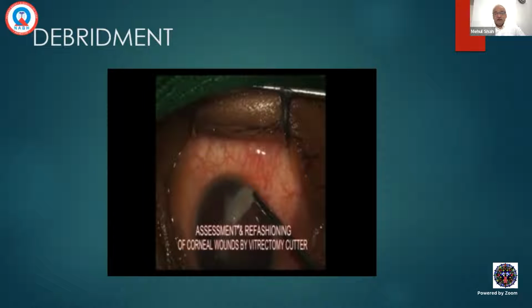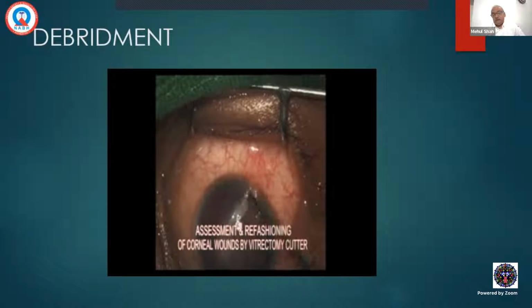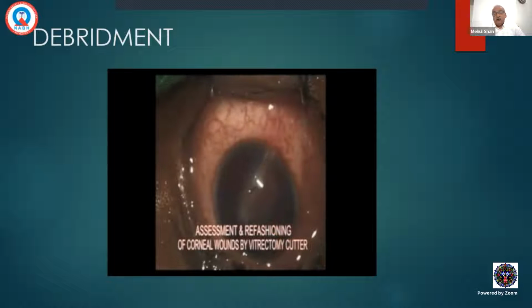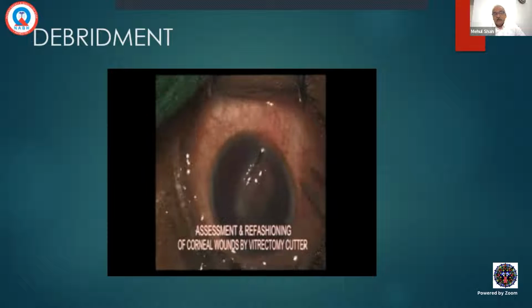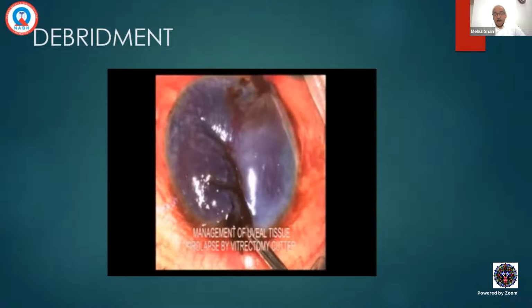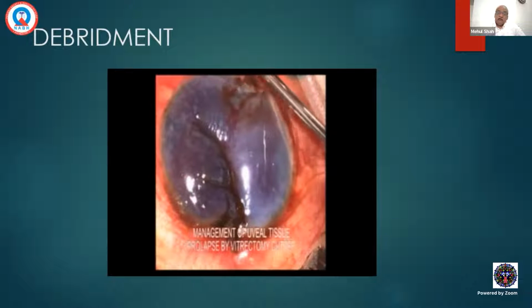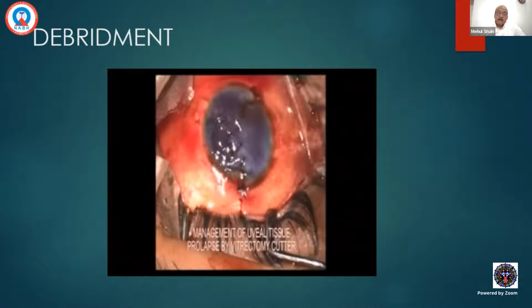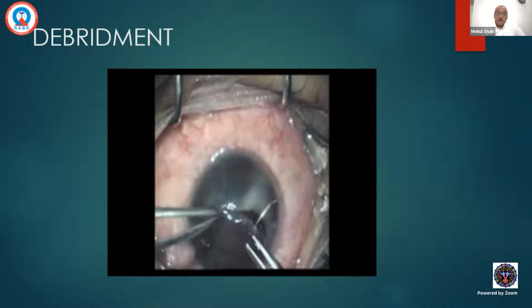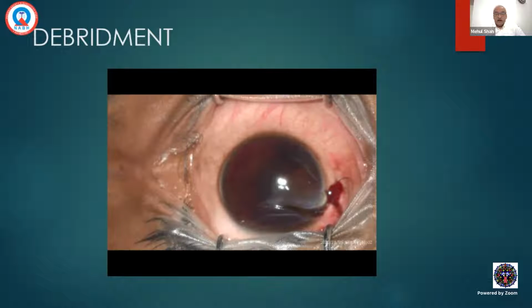We have some innovative techniques for the debridement. I'll demonstrate this. We use the vitrectomy probe for the same, and you can see how the wound is clean. When you clean the wound first and then suture, we can see the edges, which can be opposed very easily. Another innovation is that the vitrectomy cutter can be used.